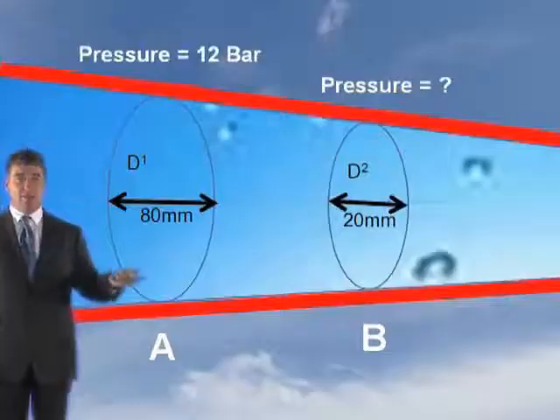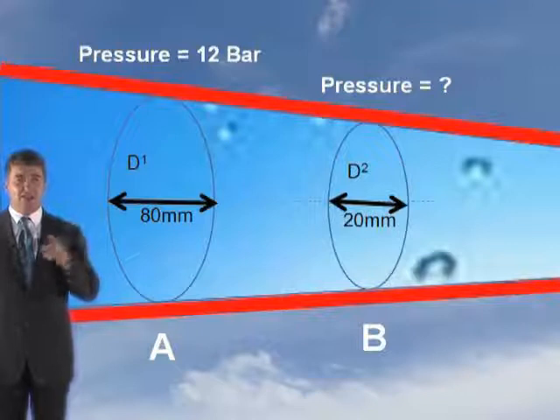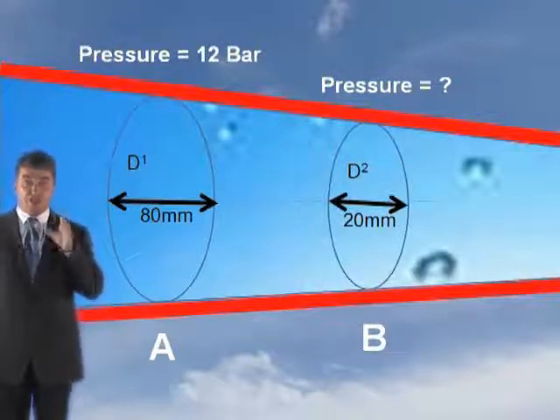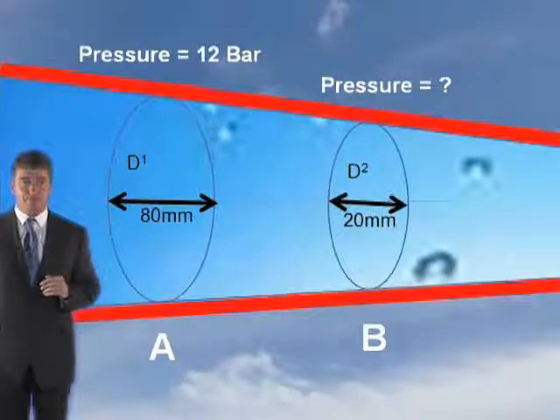Produce a sketch. Produce a sketch explaining what this is. And this shows you on here. Put a point A, put a point B. At point A, 80mm diameter, pressure's 12 bar. Point B, diameter 20mm, pressure you don't know. That's what you're trying to work out. Do you understand the situation?